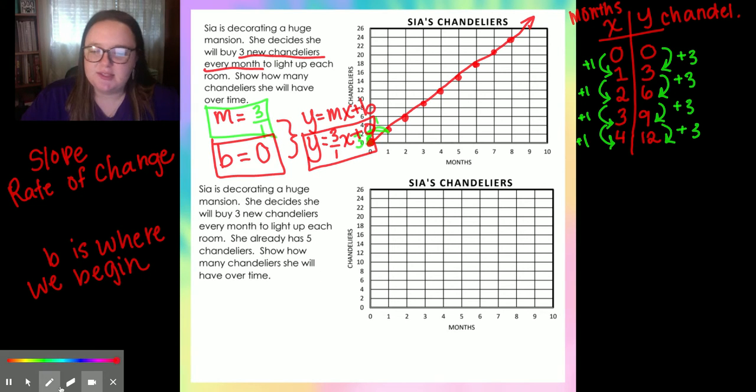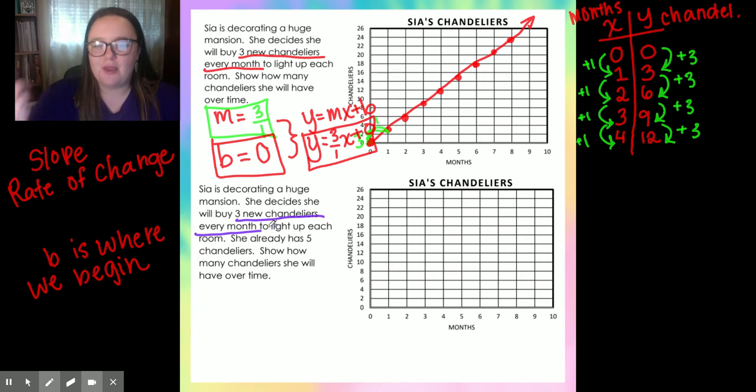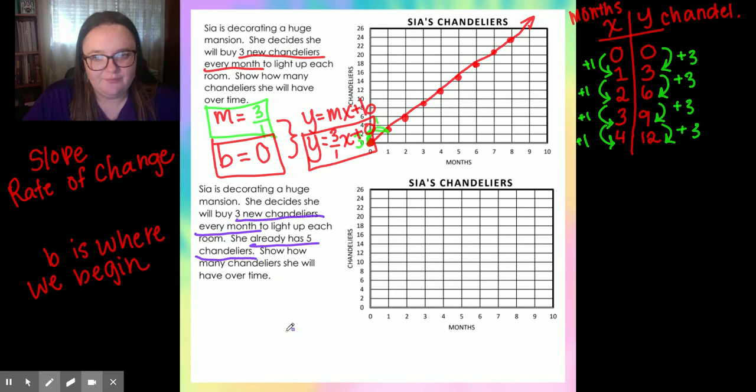So now let's look at this second one down here at the bottom. It says Sia is decorating a huge mansion. Okay, kind of similar. She decides she will buy three new chandeliers every month. Okay, that hasn't changed. Three new every month to light up each room. Oh, she already has five chandeliers. That's different. Show how many chandeliers she will have over time.